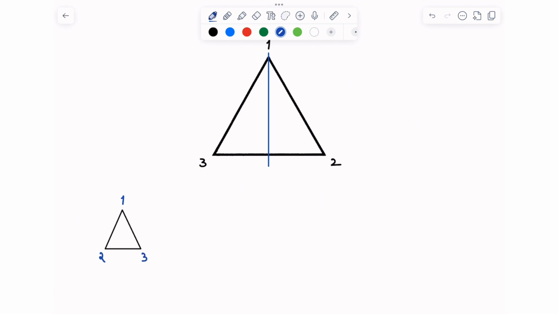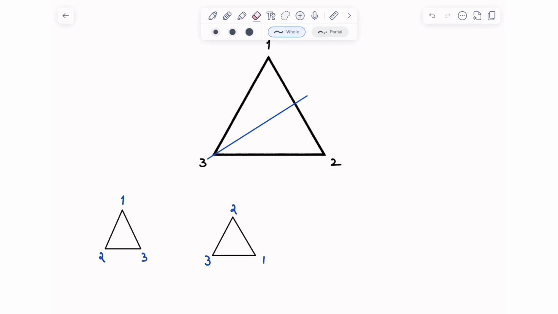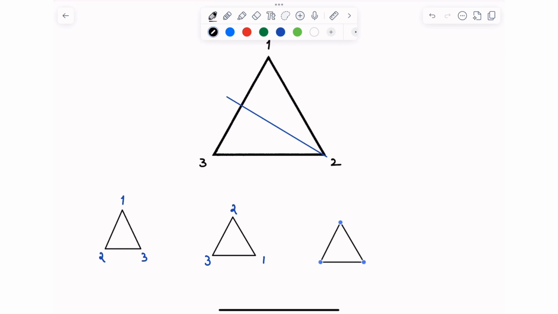Okay, perfect. So now let's take a look at this axis of reflection. Once again, I'm just going to draw a mini triangle here, and 3 stays where it is, right here. And now the 2 goes where the 1 is, and the 1 goes where the 2 is. And finally, we're going to be taking a look at this axis of reflection. This time the 2 stays where it is, the 1 goes where the 3 is, and the 3 goes where the 1 is. Okay, awesome. So we have 3 different reflections that are happening here.